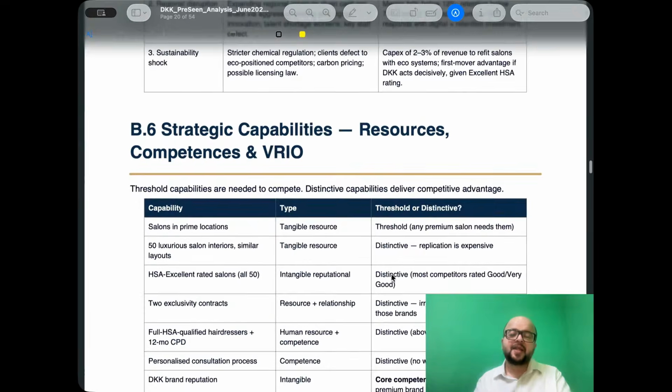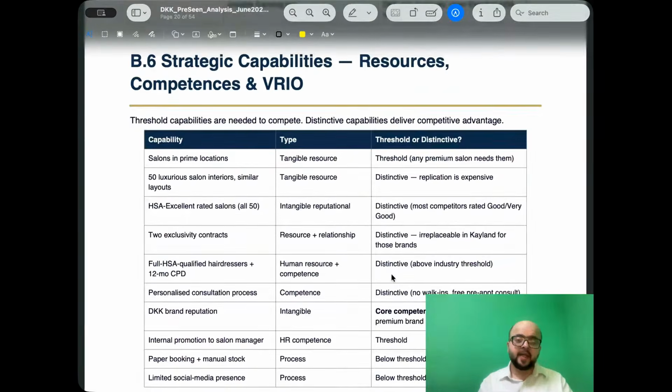Let's talk about strategic capabilities, resources, competencies, and VRIO. Salon in prime location is a capability. This is a tangible resource. Threshold, any premium salon needs it. Prime location is very, very important. 50 luxurious salon interiors with similar layouts are distinctive, and replication is expensive. Not everybody will be able to create the same experience.